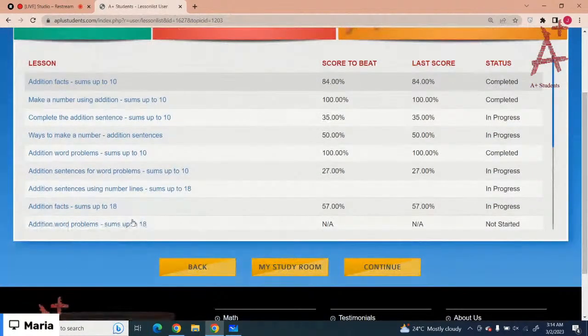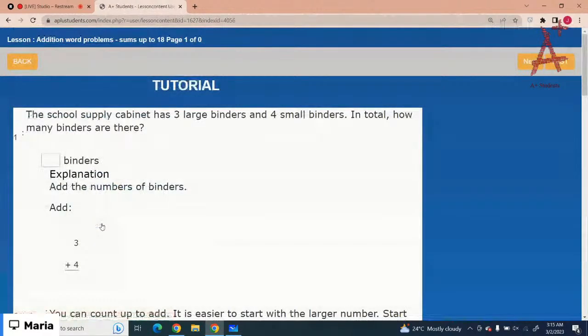Let's start with the next one. The next one is addition word problems, sums up to 18. Now we are going to do the same thing, but with word problems. Got it? So let's start with the first example.